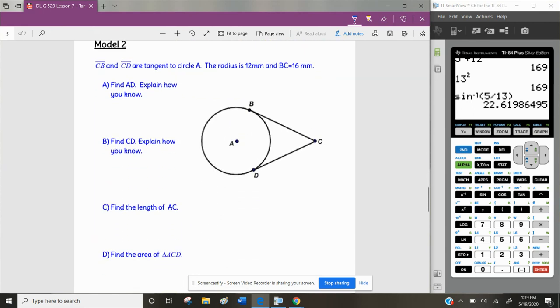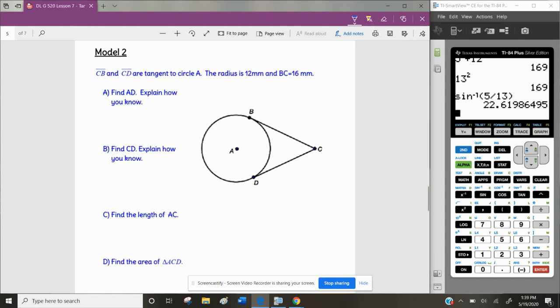Right, we're going to do one more example, kind of tie all this information together. And then there's one other one that we might do after. Let's see. All right, so CD and CB are tangent to circle A. So from the same point to the same circle, I know those are going to be equal. And we have a radius is 12 millimeters, and they told me that BC is 16. So I also know that CD is 16, based on these being both tangent to the same circle from the same outer point. So they want us to find in part A, AD.